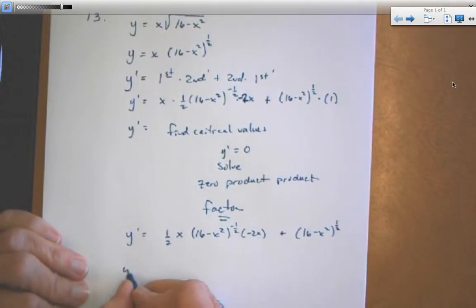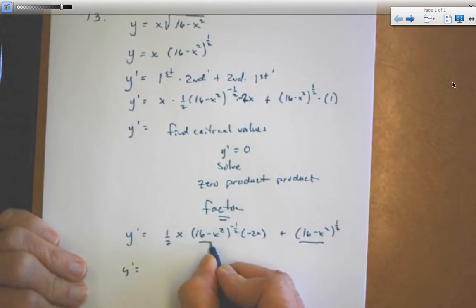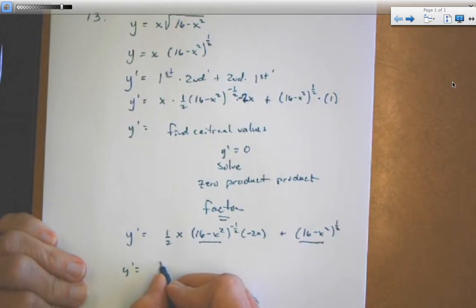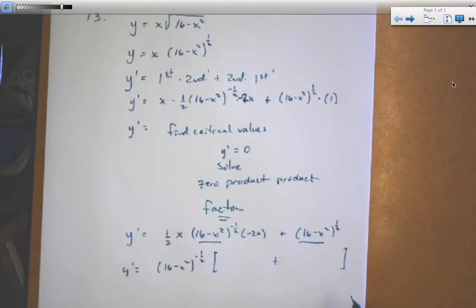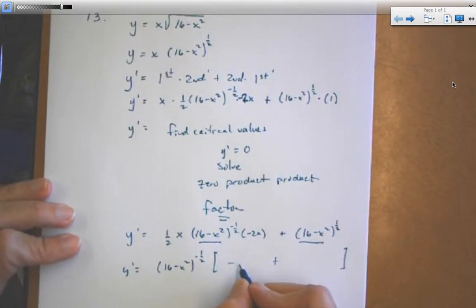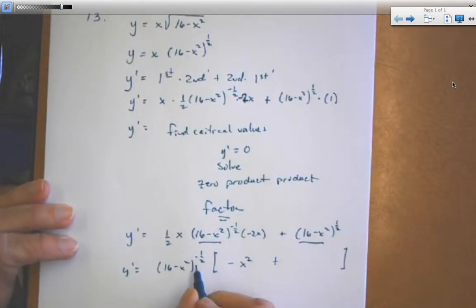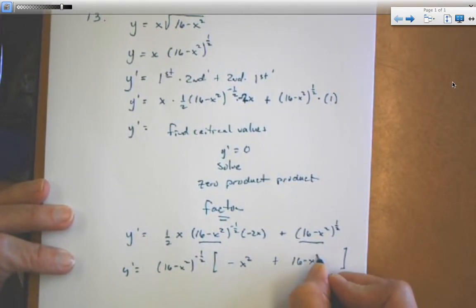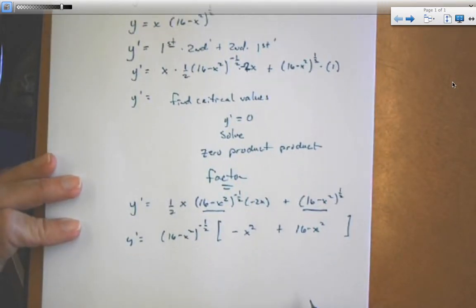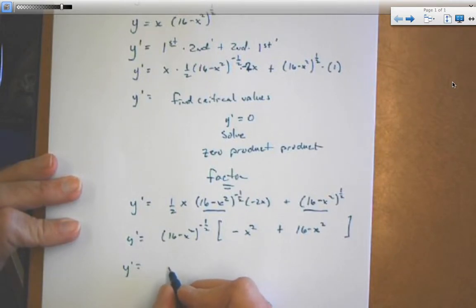And my common term looks like it's just 16 minus x squared to the negative 1/2. Okay, so I'm going to factor out a 16 minus x squared to the negative 1/2. That means I'm left with, on the inside, I'm going to put that plus sign in the middle to remind me there's two terms. So the 2's drop out, and that gives me negative x squared. 1/2 minus negative 1/2 makes 1. So this is 16 minus x squared to the first power. I'll just drop out those parentheses since I'm doing algebra. So in simplest form, this is 16 minus 2x squared over 16 minus x squared to the 1/2.